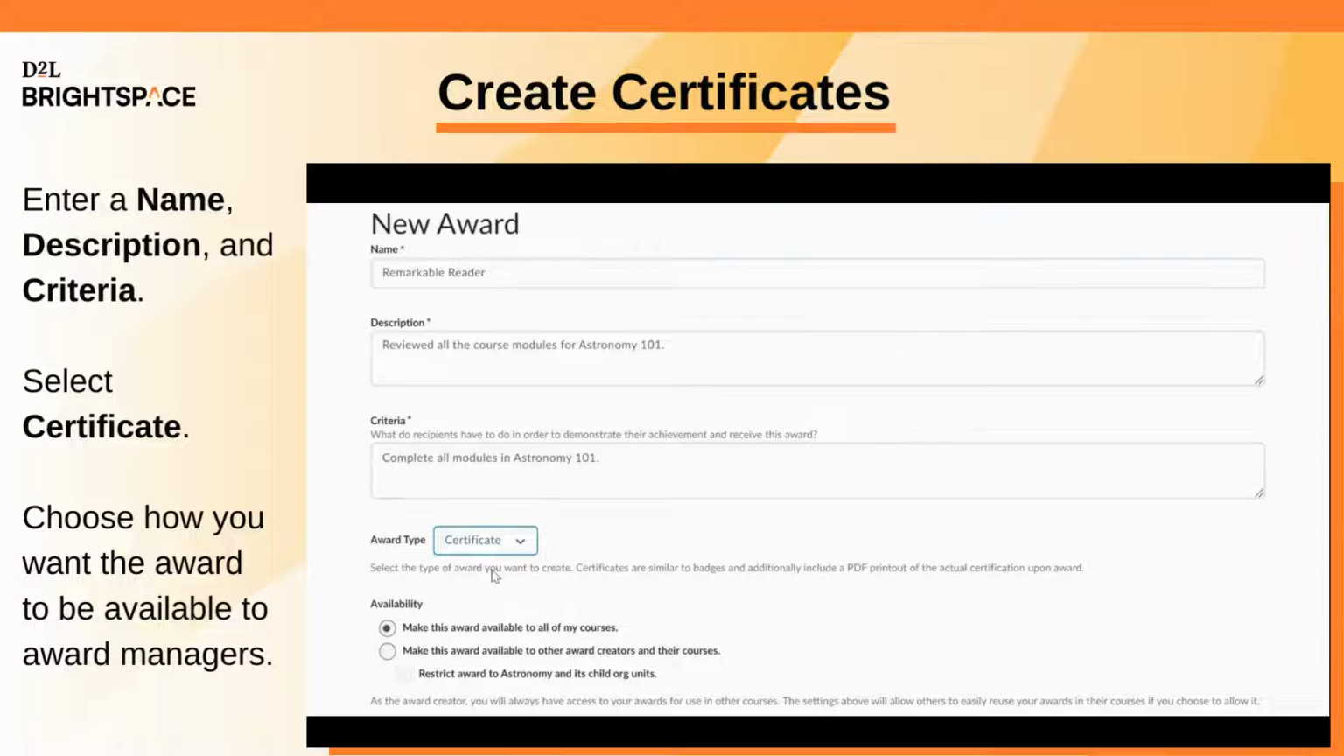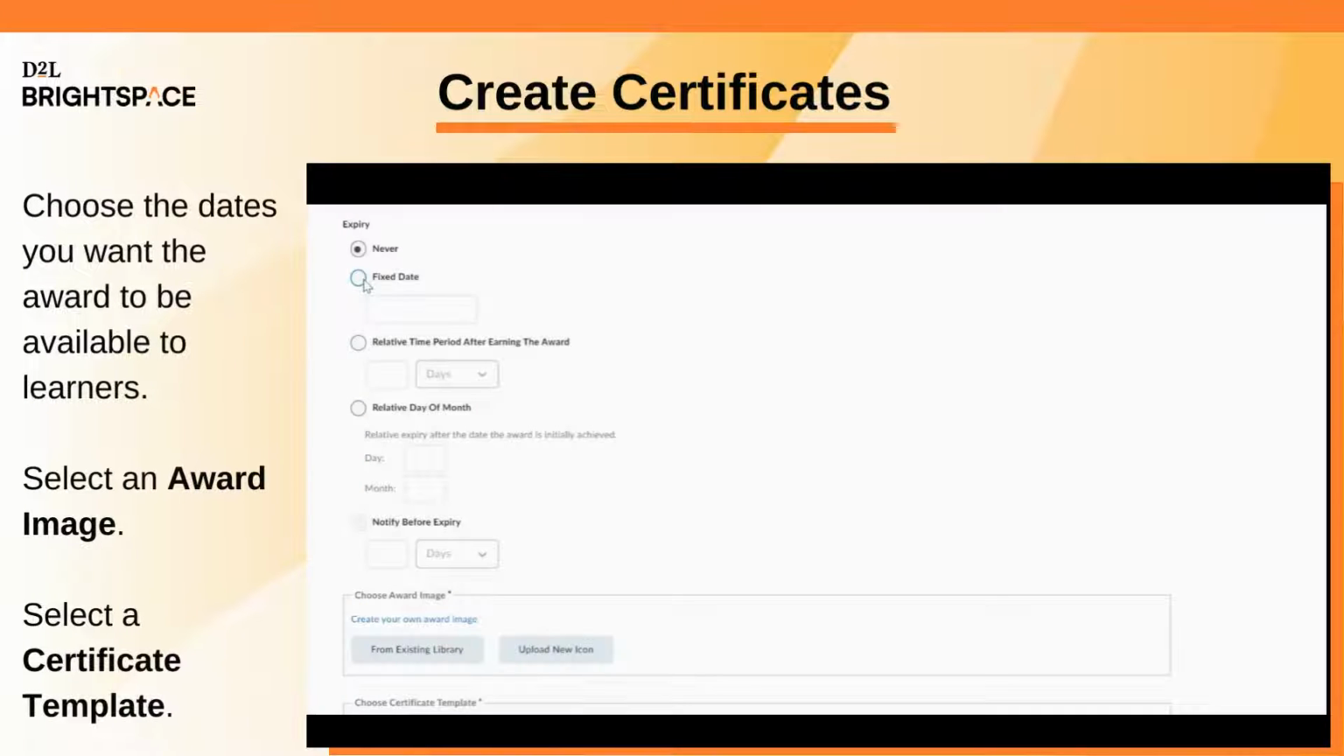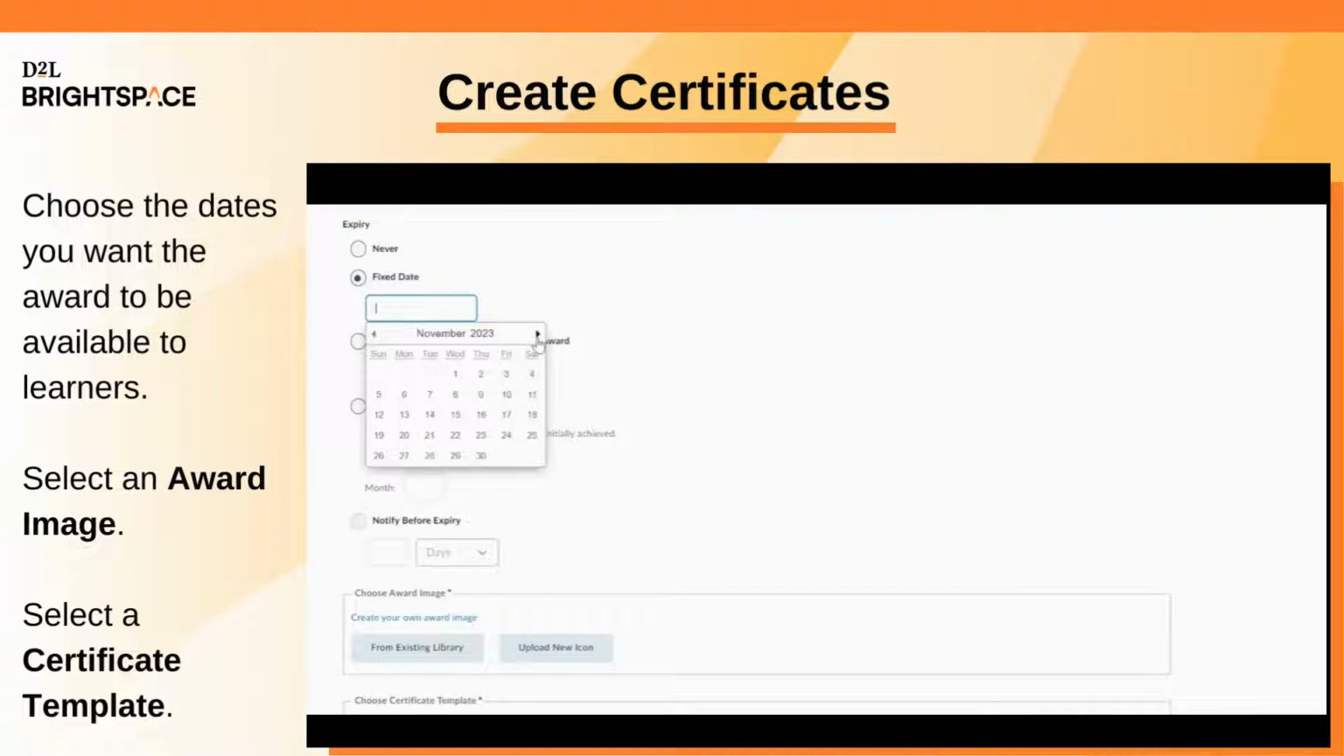In the Availability field, select the appropriate checkboxes to indicate how you want the award to be available to other award managers. In the Expiry field, choose the dates when you want the award to be available to learners.